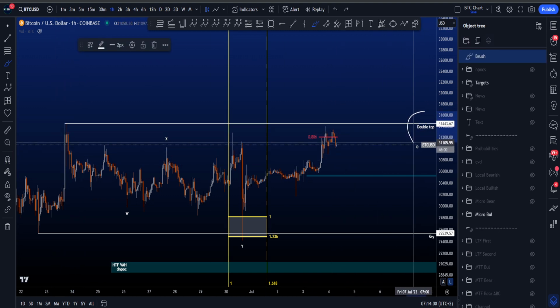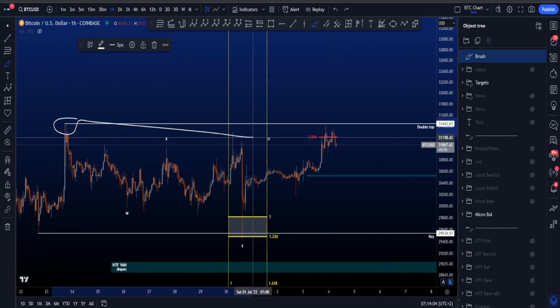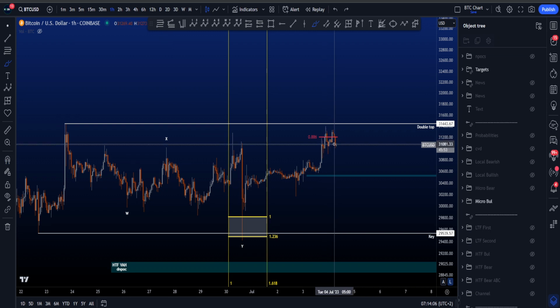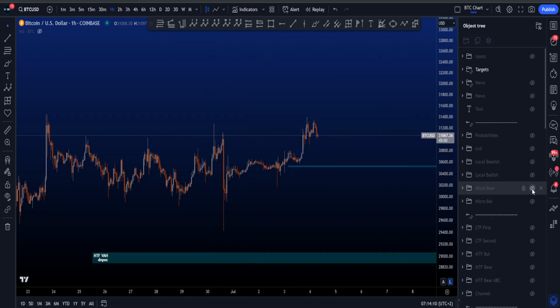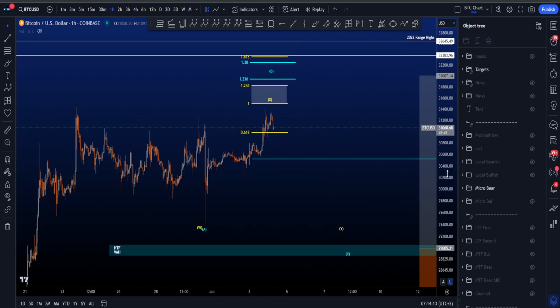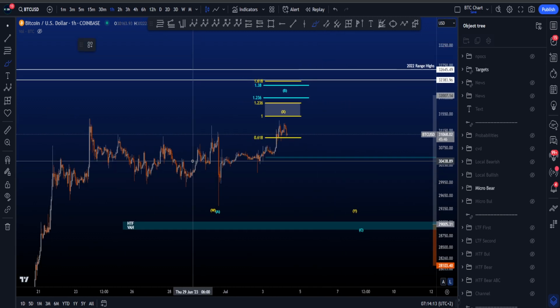As you can see, price now also created a double top at 31.4k as we have high number 1 and high number 2 at the moment, and double tops are usually a magnet for price. If you go to the bearish scenario, then we have the ABC and the WXY on the chart.